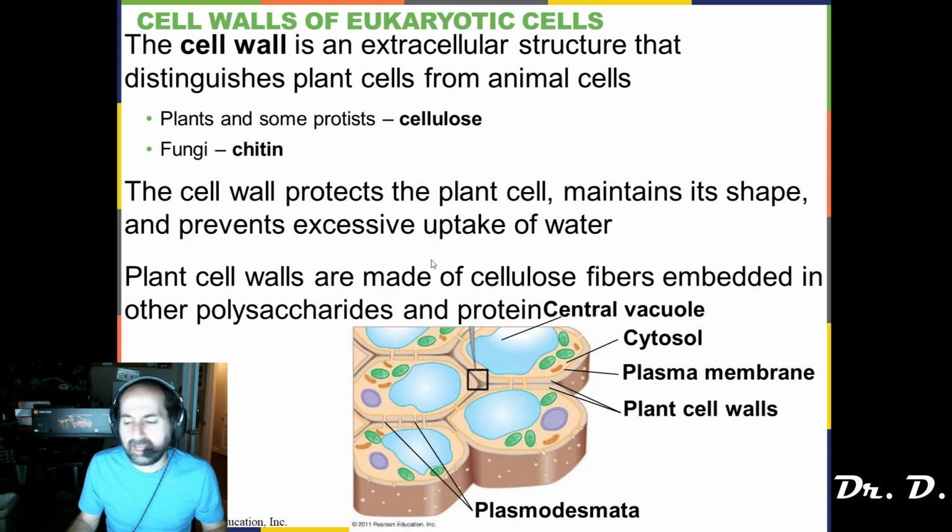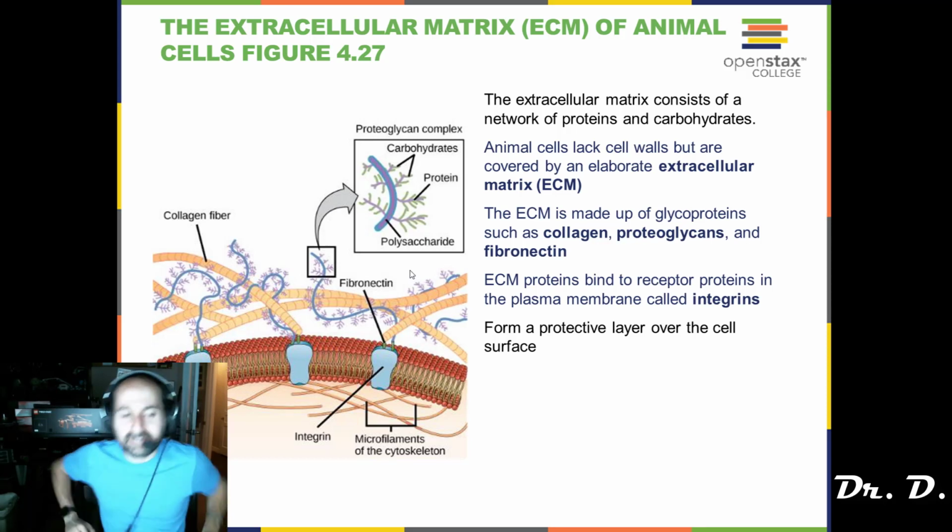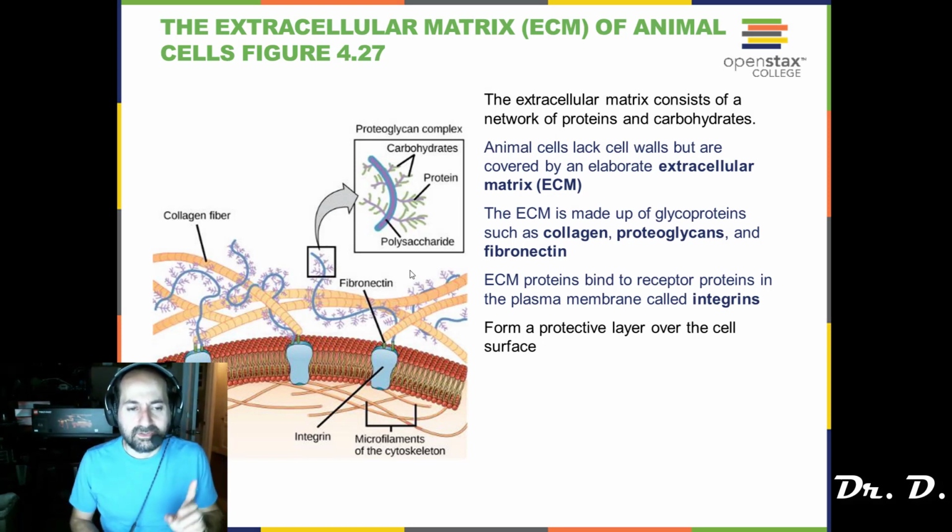Okay, but do animals have a cell wall? Do you guys remember? Do animals have a cell wall? Absolutely not. Animals do not have a cell wall. But does that mean we have nothing? Here's the thing. Animal cells do not have a cell wall, but they do have something. They have some kind of support system, and that support system is called the extracellular matrix. Animal cells have an extracellular matrix, also known as the ECM.